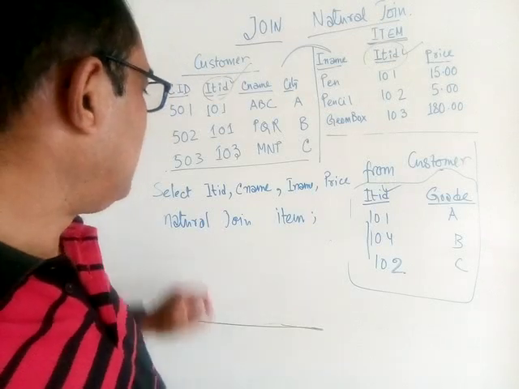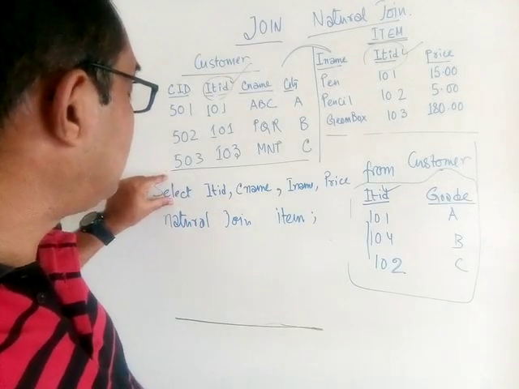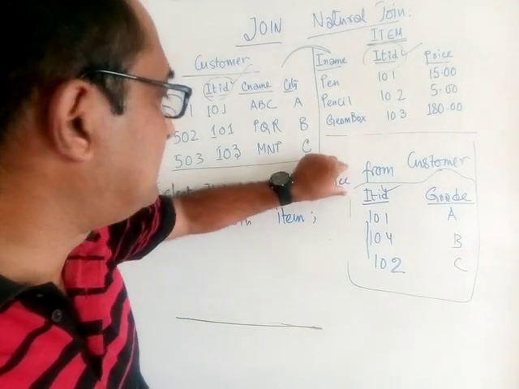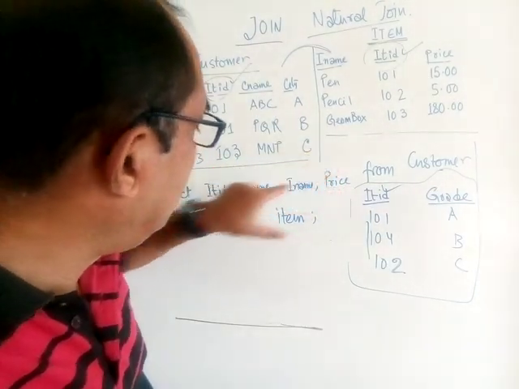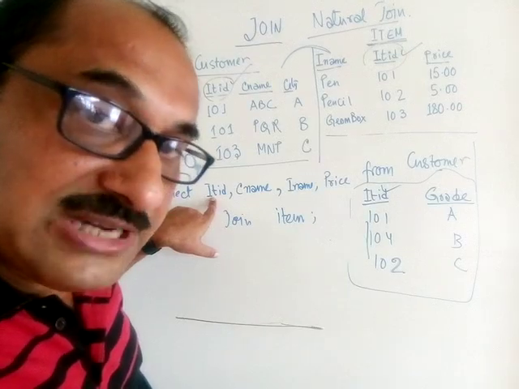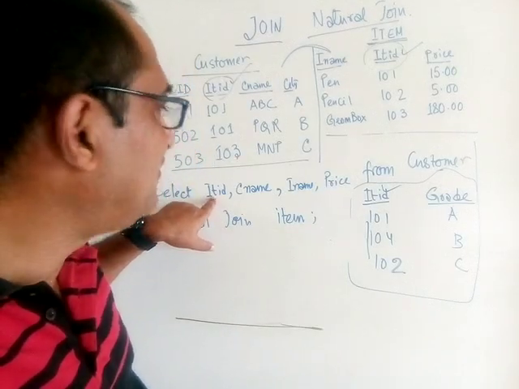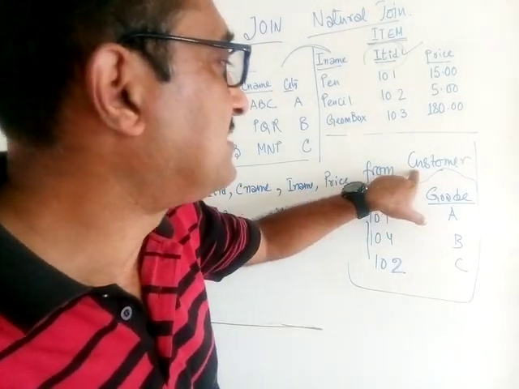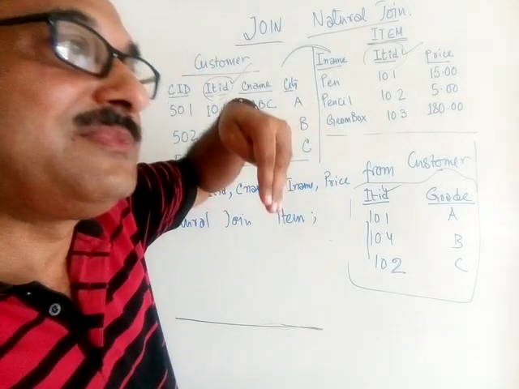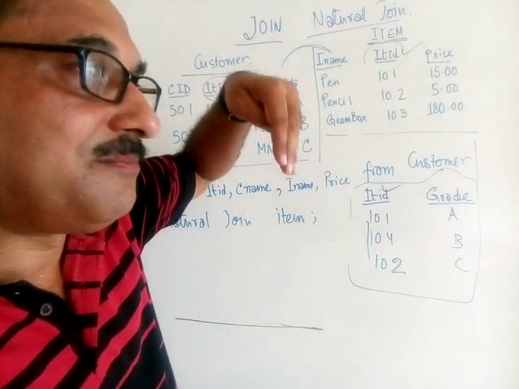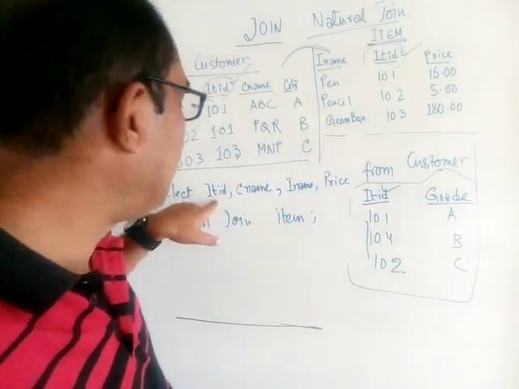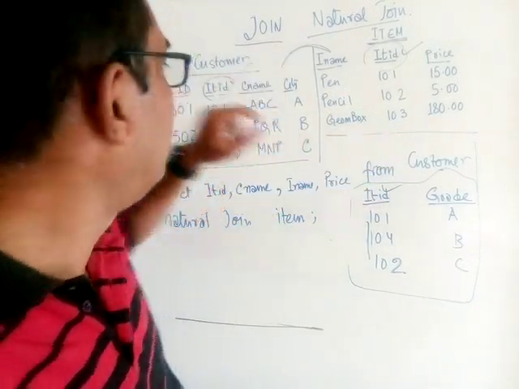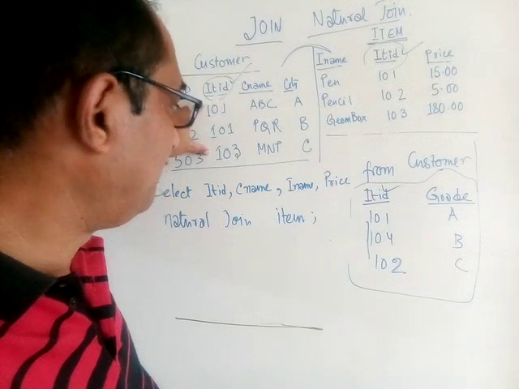Okay, so what is the syntax? First we write select, then we write all the fields: IT, C name, I name, price. Now here the question arises, which IT are we talking about? There will be no confusion here, because you said from customer. That is on the basis of the customer. Customer being the primary table, we will do the join. So obviously this IT will belong to the customer table. From the customer table, the IT value will be taken.